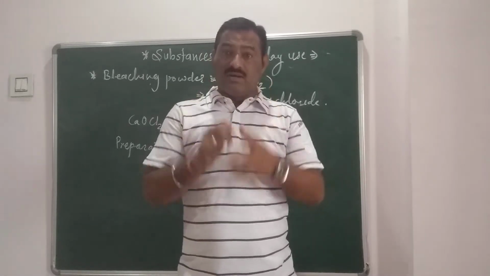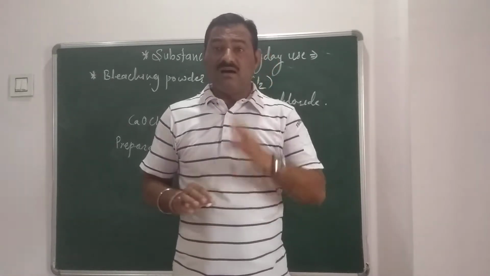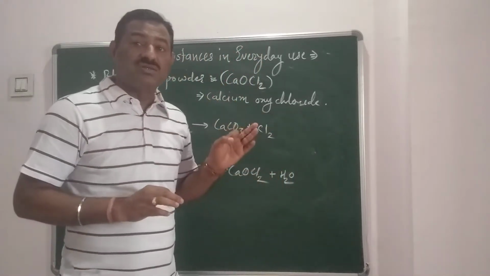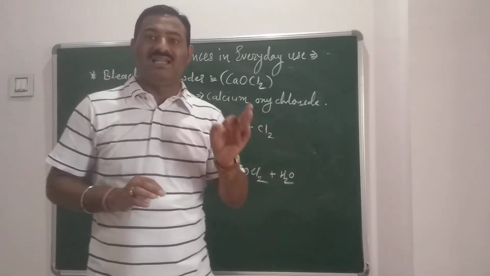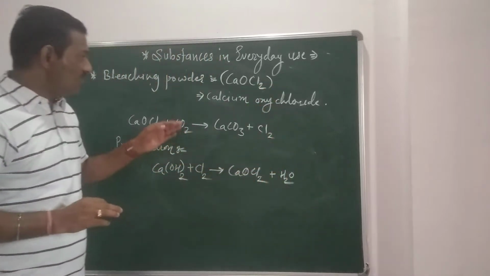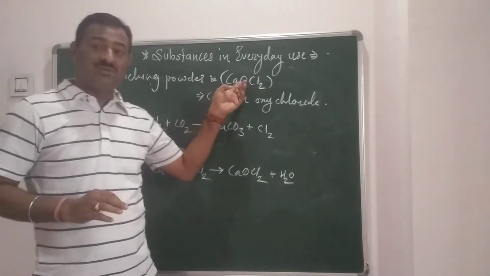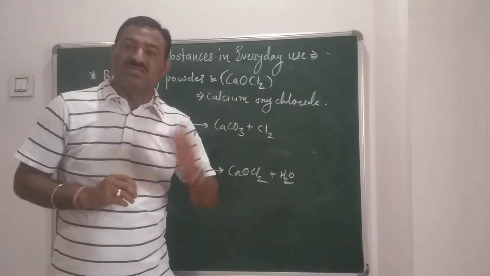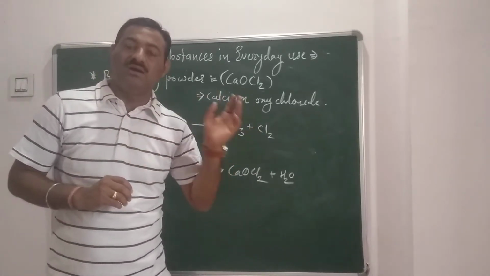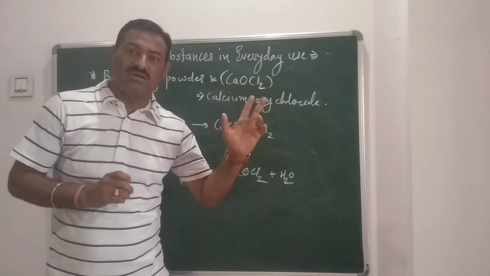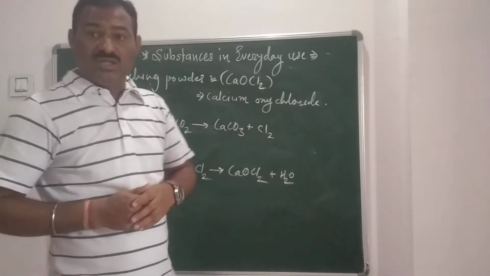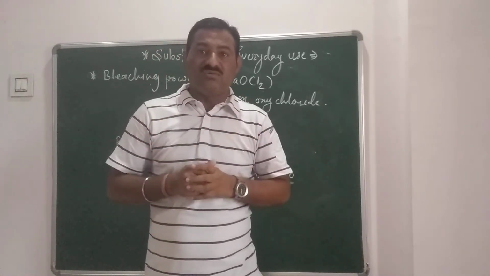This bleaching powder has another name, a chemical name, called calcium oxychloride. The formula of calcium oxychloride is CaOCl2. This is the chemical formula of the bleaching powder. In bleaching powder, chlorine gas is the most important constituent.